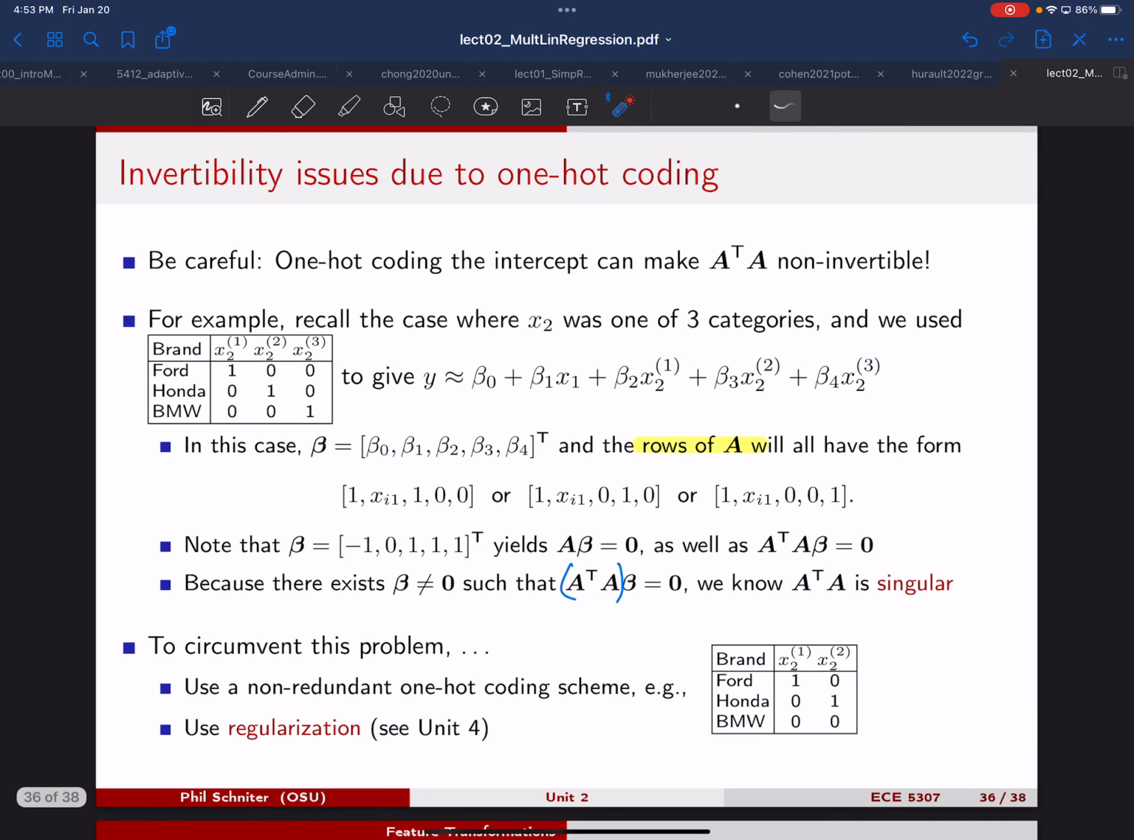Okay, so that's all I have to say about the one-hot coding. Are there any questions on anything?